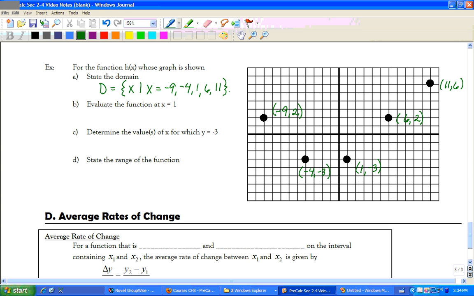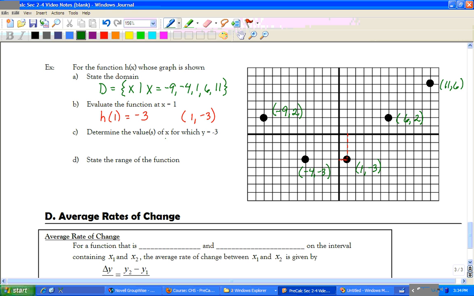Then evaluate this function at x is equal to 1. Well, just look at your graph and look at the x value of 1, which is right here. We go down and we see that our y value is -3. In terms of writing this out, this would be h of 1, because it's telling us our input is 1, is equal to -3, which is our output. Or you can also list it as a point (1, -3).